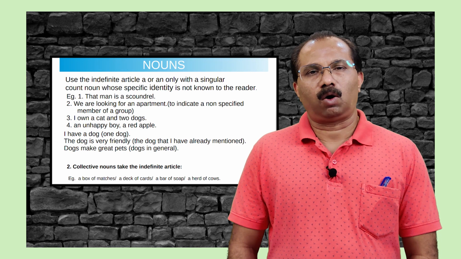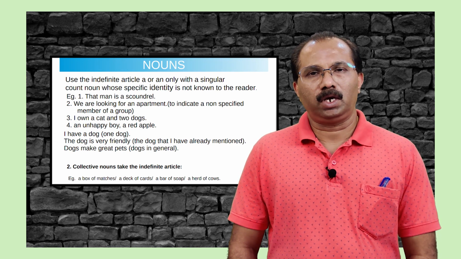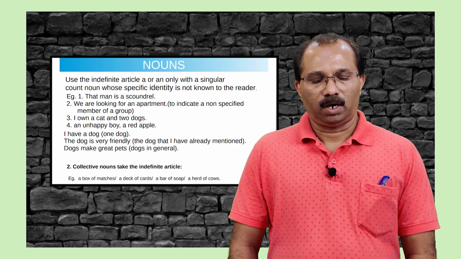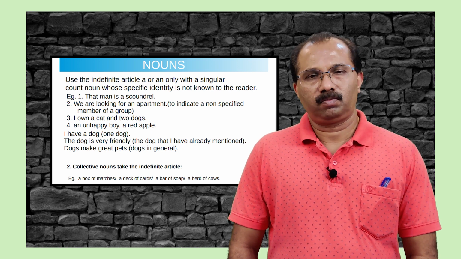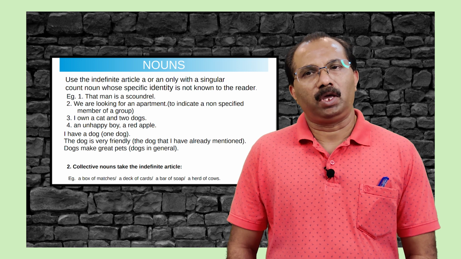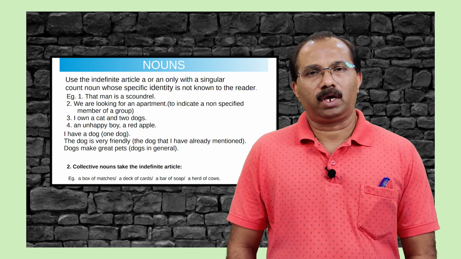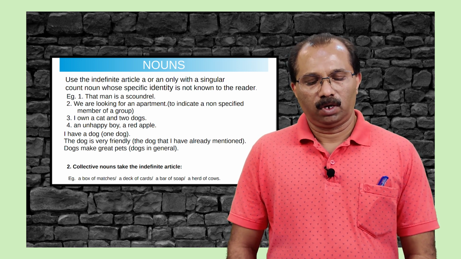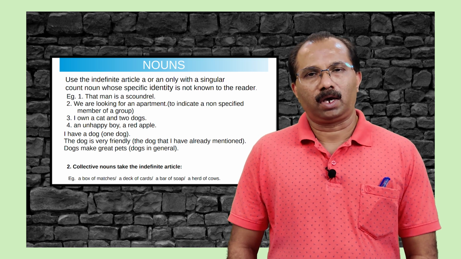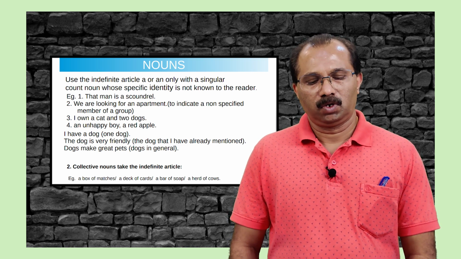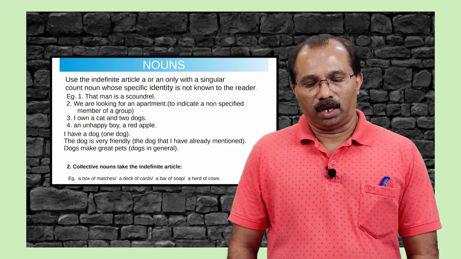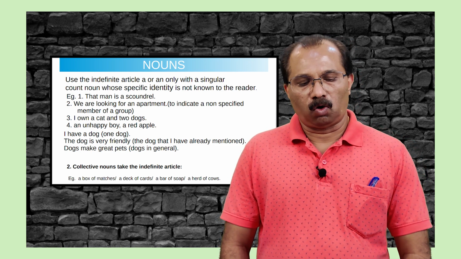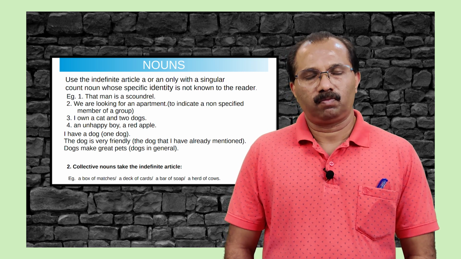See, for example, that man is a scoundrel. Another example, we are looking for an apartment. A scoundrel, it can be any man, isn't it? So any member of that group. Again, apartment, it can be any apartment. So one use is that they are used to indicate a non-specified member of a group.